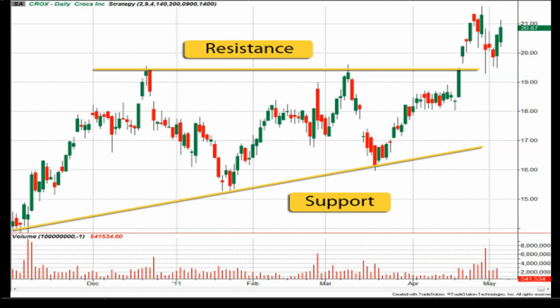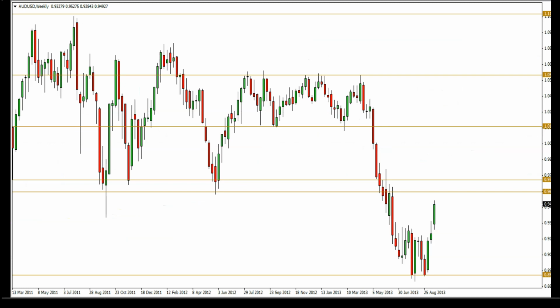And you see that when you have this line, it touches there and it shoots back up. So the resistance and support aren't always just a line from one side to the other. Sometimes it's in a diagonal, sometimes it's horizontal, okay? We have to remember that. Let's look at another situation.